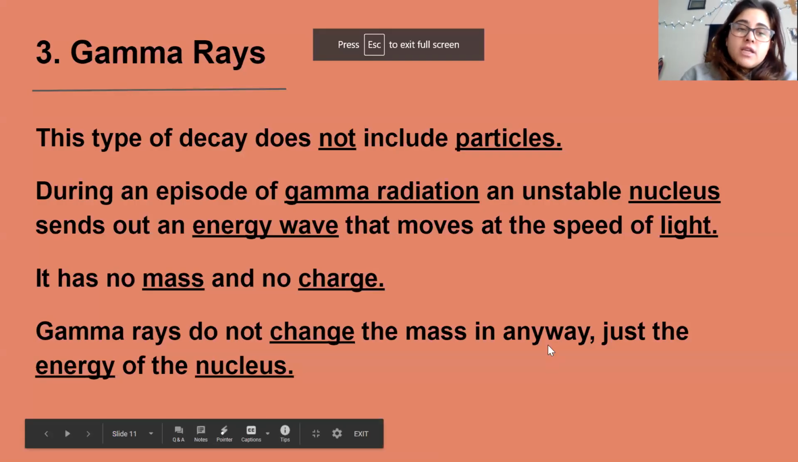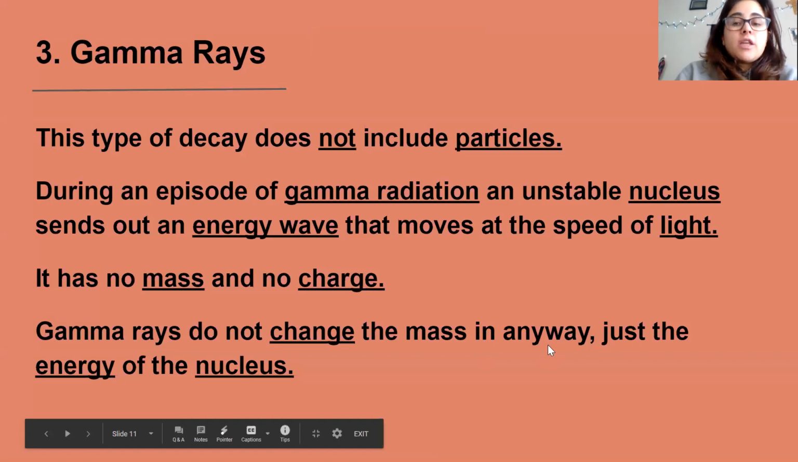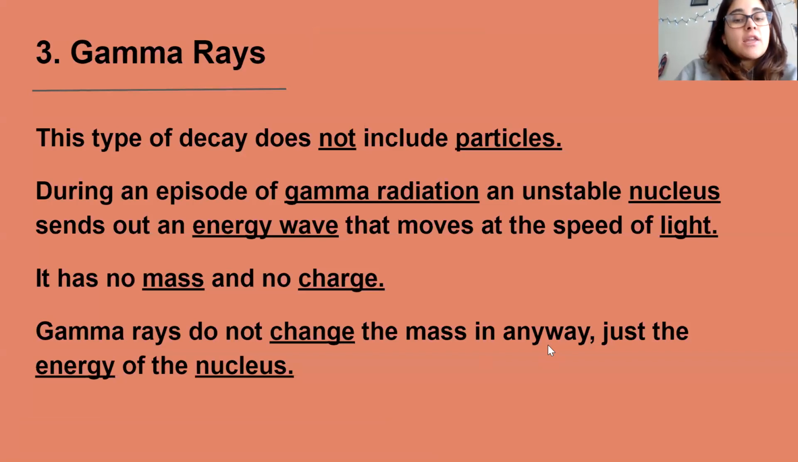So what's happening in this case, during an episode of gamma radiation, an unstable nucleus sends out an energy wave that moves at the speed of light. So this thing is cruising, this huge amount of energy that will just go through anything near it. Now, this is what happened at those very dangerous sites like Chernobyl. Now there's a lot of gamma radiation going on. There's no mass, there's no charge, it's just pure energy, invisible energy just moving.